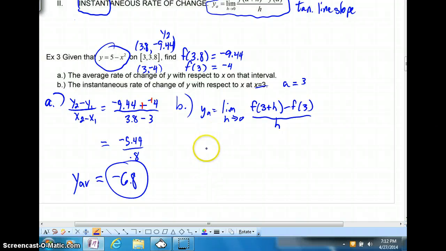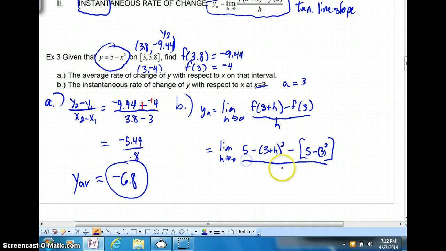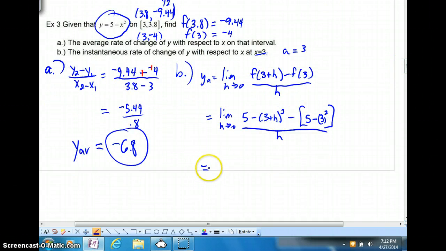You'd see that we would get this formula 3 plus h inside. So if I were to find that function f of 3 plus h, we'd get 5 minus 3 plus h squared, minus, I'll put some brackets over here, 5 minus 3 squared. And we're going to divide all that by h. And certainly we just have to work this all out.